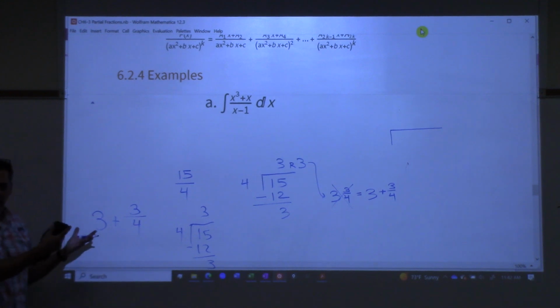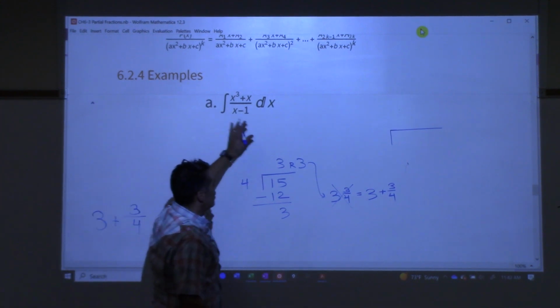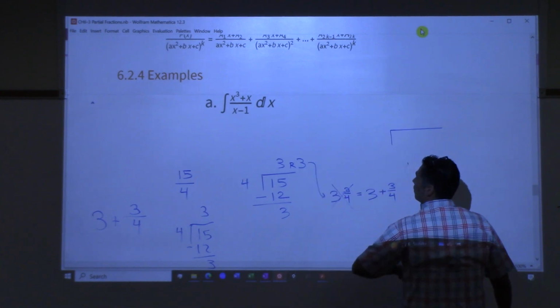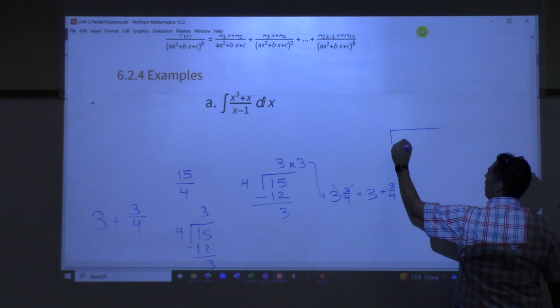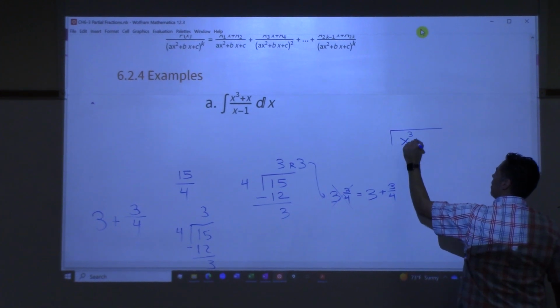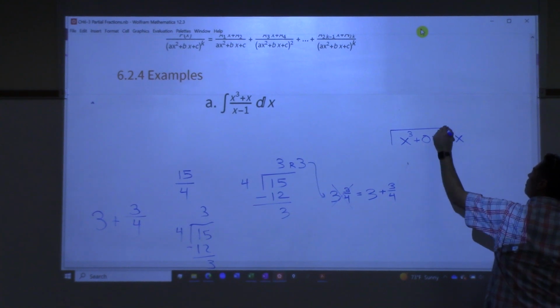That's what we did way, way long ago. We're going to do the exact same thing, but with algebraic expressions. So what goes in the box? X cubed plus x, because it's in the numerator, right? Now when I write that, I write x cubed plus 0x squared plus x.